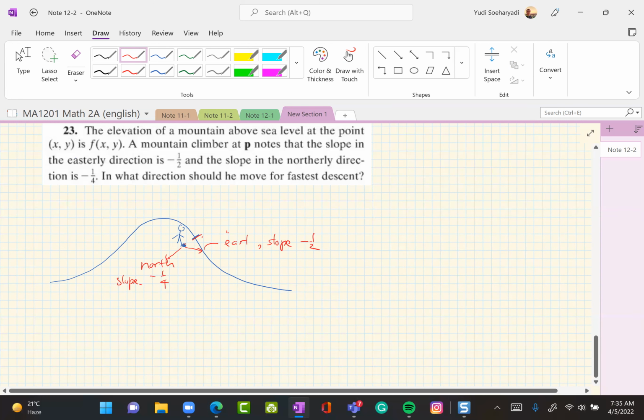In what direction should he move for fastest descent? Say, for example, he's bringing a snowboard or whatever, and he wants to ride that board going down. So he would like to find the steepest possible direction, so that he can make the time going down to the foot of the mountain the fastest. So find the fastest descent.